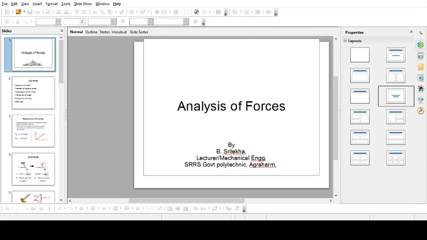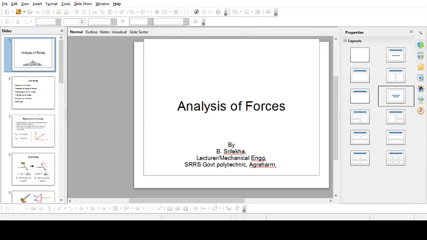Next, this resultant of forces can be described by three laws. Those are parallelogram law of forces, next triangle law of forces, and polygon law of forces. So these laws are explained briefly in this presentation, and examples for all these laws are explained in this. So first, resolution of forces.